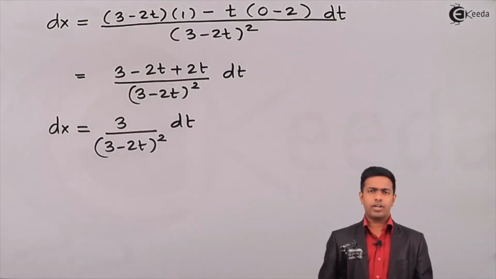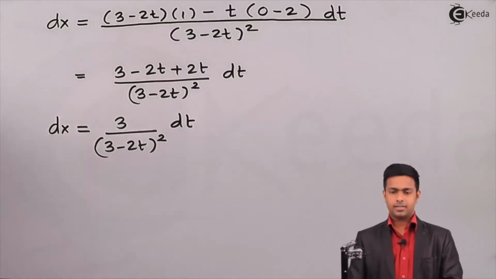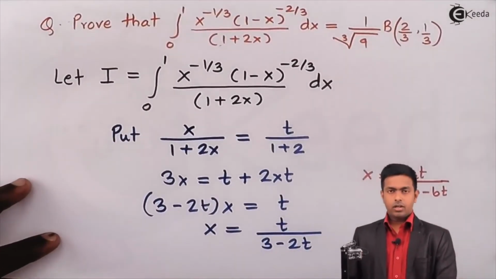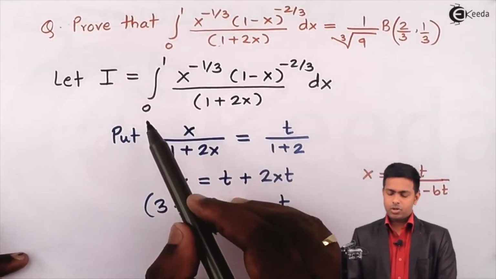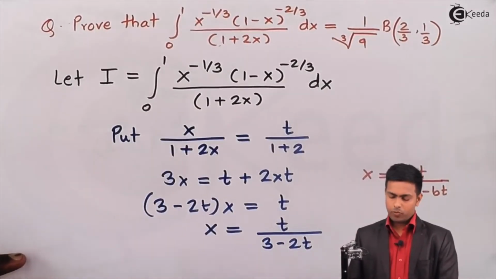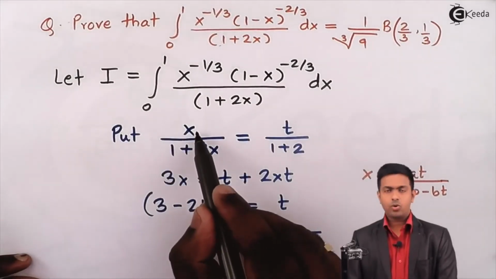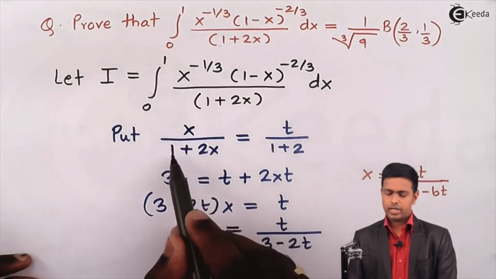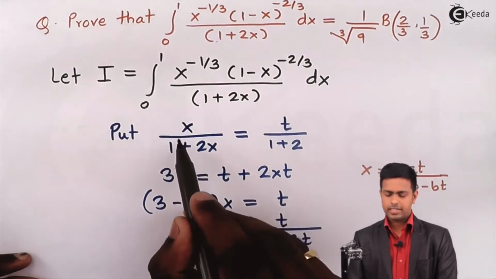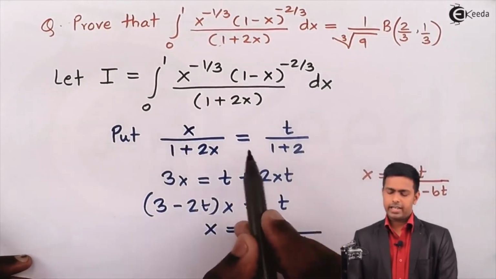So guys, here we got the substitution for dx. Now let's check the limit. So limit is from 0 to 1. When x is 0, here we'll get 0 upon 1 plus 0, that is 1. So 0 upon 1 is 0. So we will get t as 0.